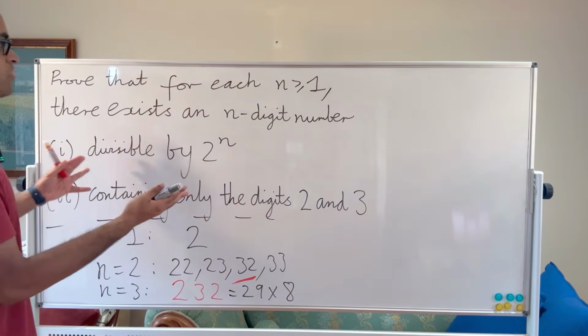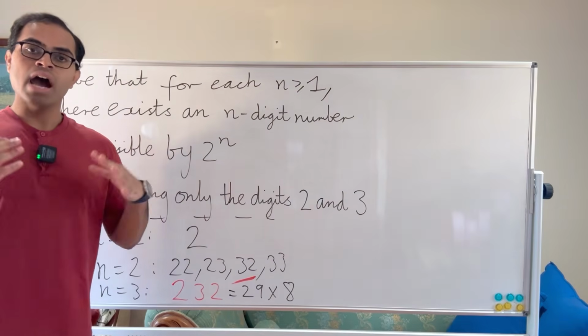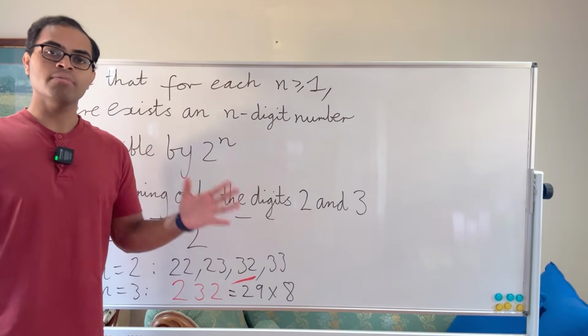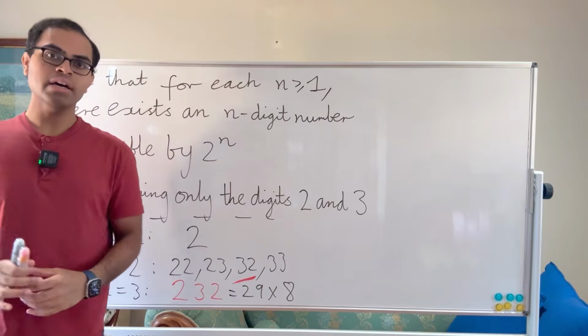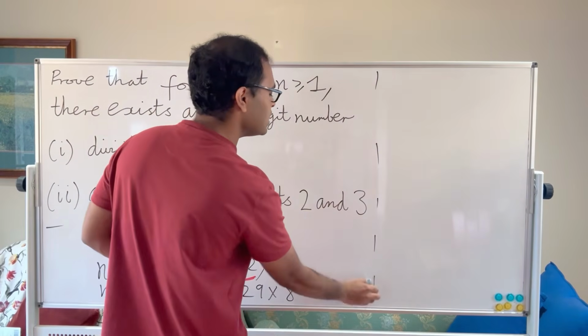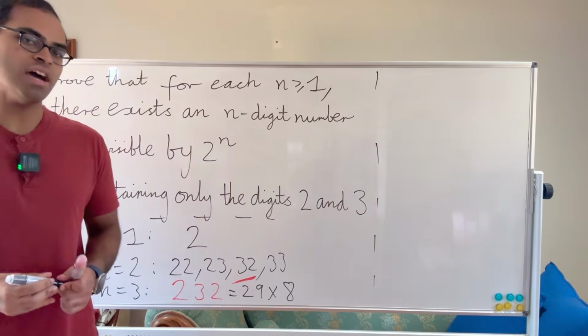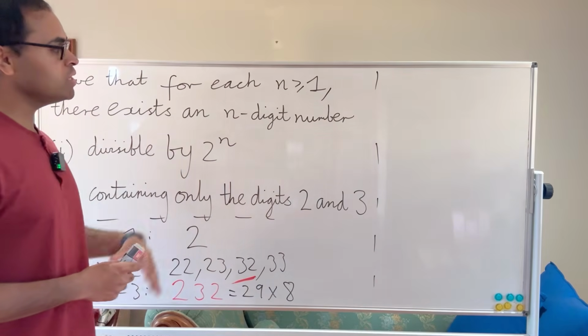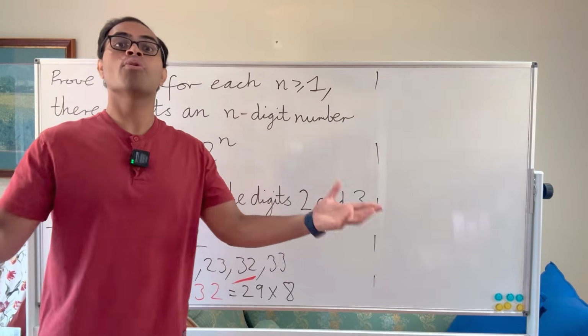Now, how do I show that for every n there is such an n-digit number? I'm going to actually prove something a lot stronger. I'm going to show there's only one such number, and I'm going to show something even stronger than that. It's going to be very beautiful, but it's an example of a non-constructive proof. So we're going to have a lot of fun with this. Non-constructive means we're not even going to tell what the number is, but show it exists.